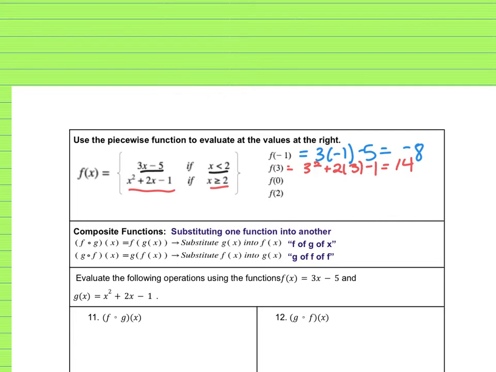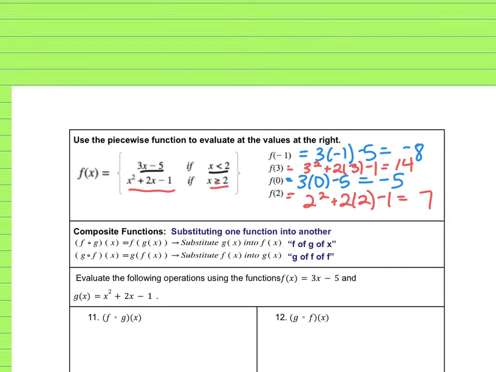Next up, we've got f of 0. Well, 0 is less than 2, so 3 times 0 minus 5 is just going to give me negative 5. And then we've got f of 2, which is equal to 2, right? So it's still going to be that second one. 2 squared plus 2 times 2 minus 1 is 4 plus 4 minus 1, which gives me 7.